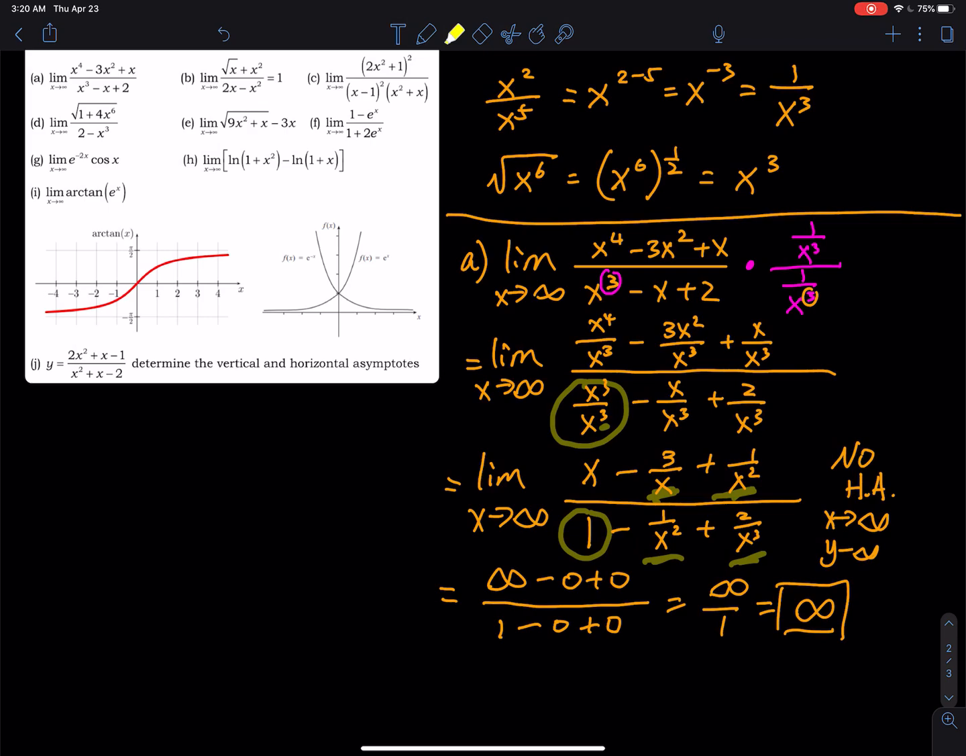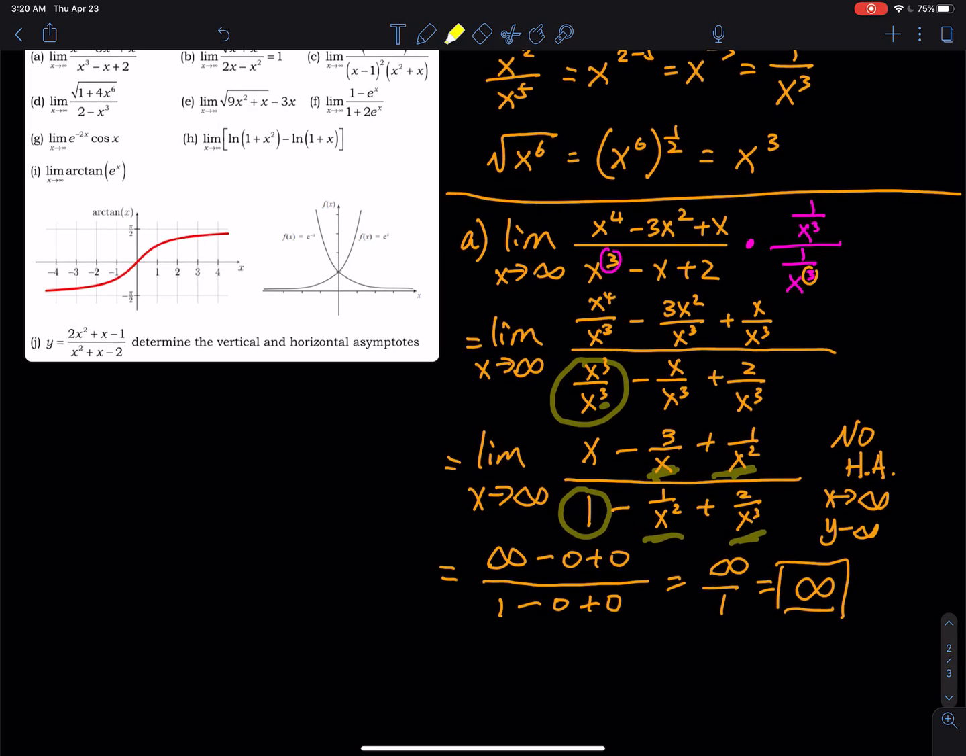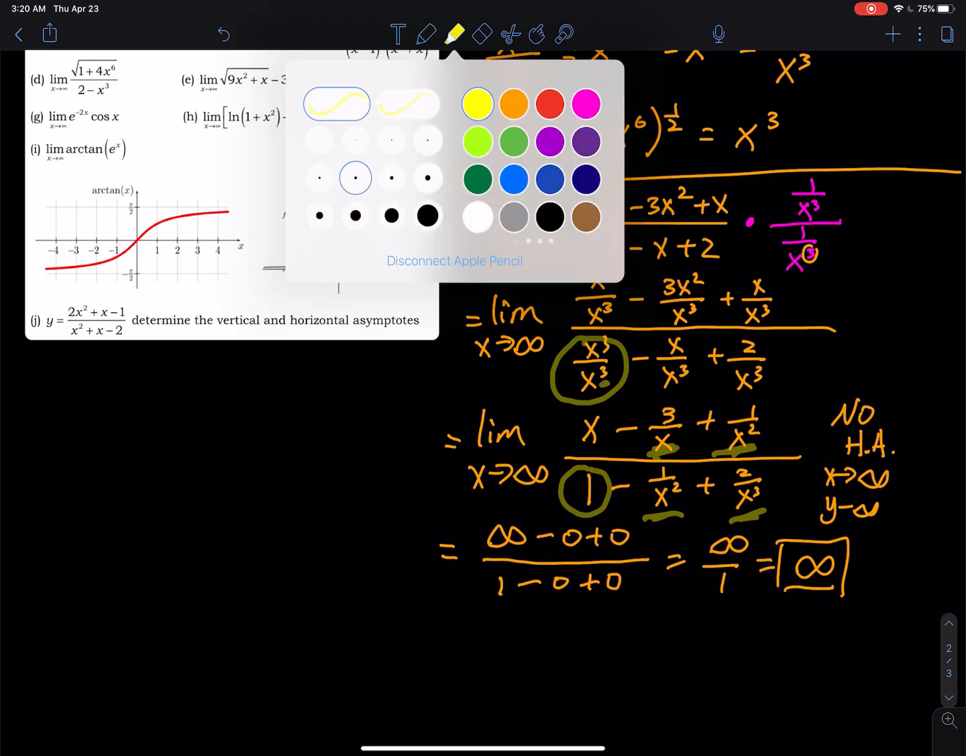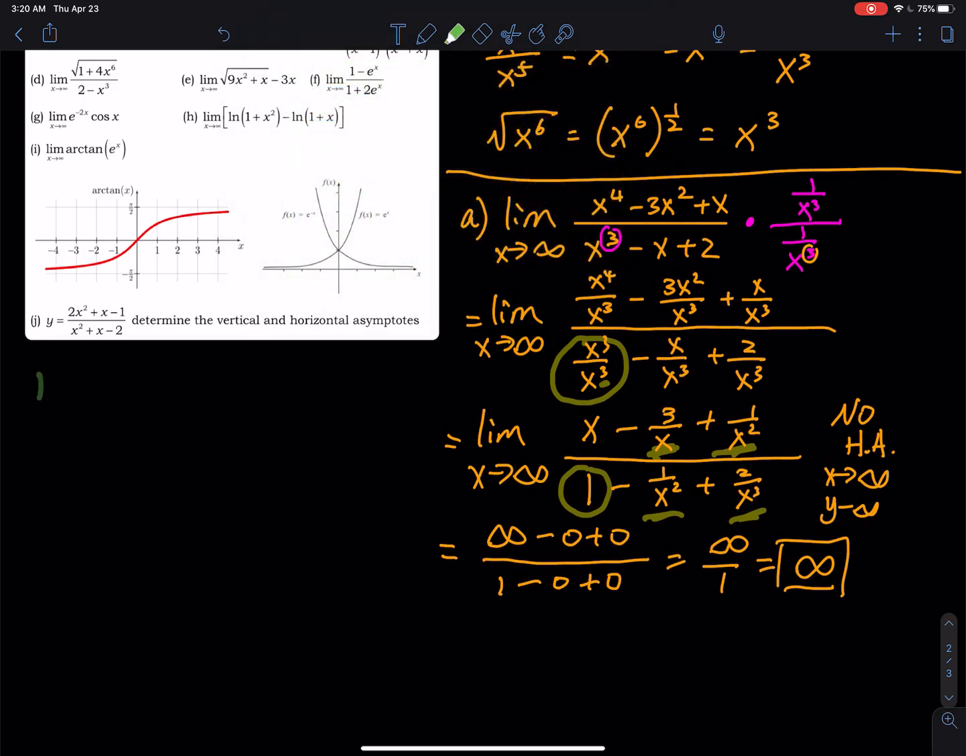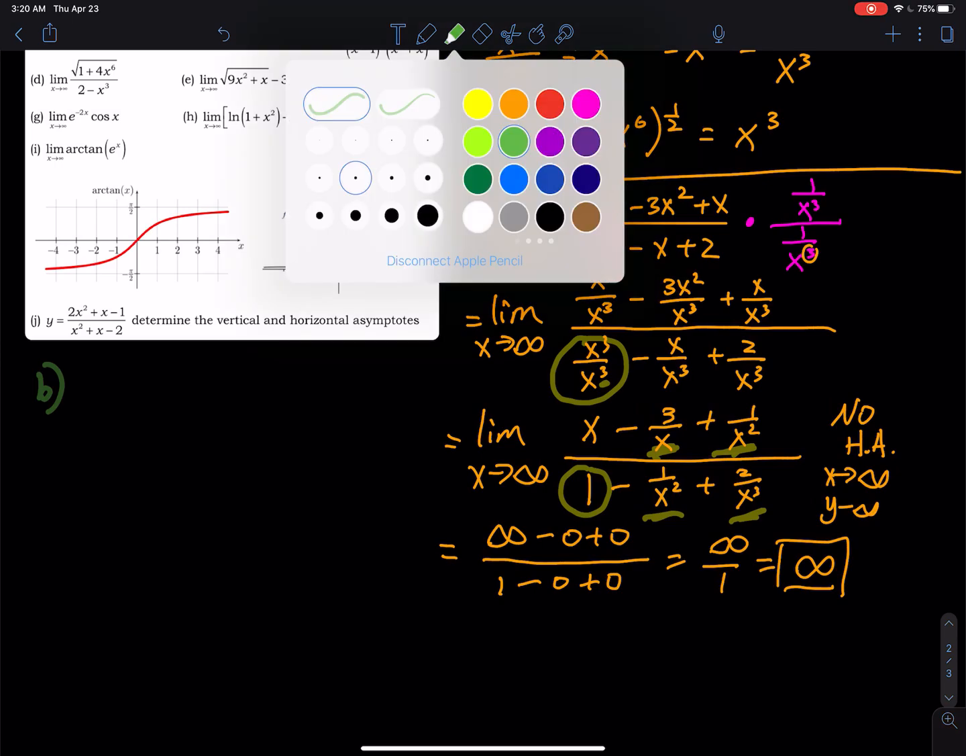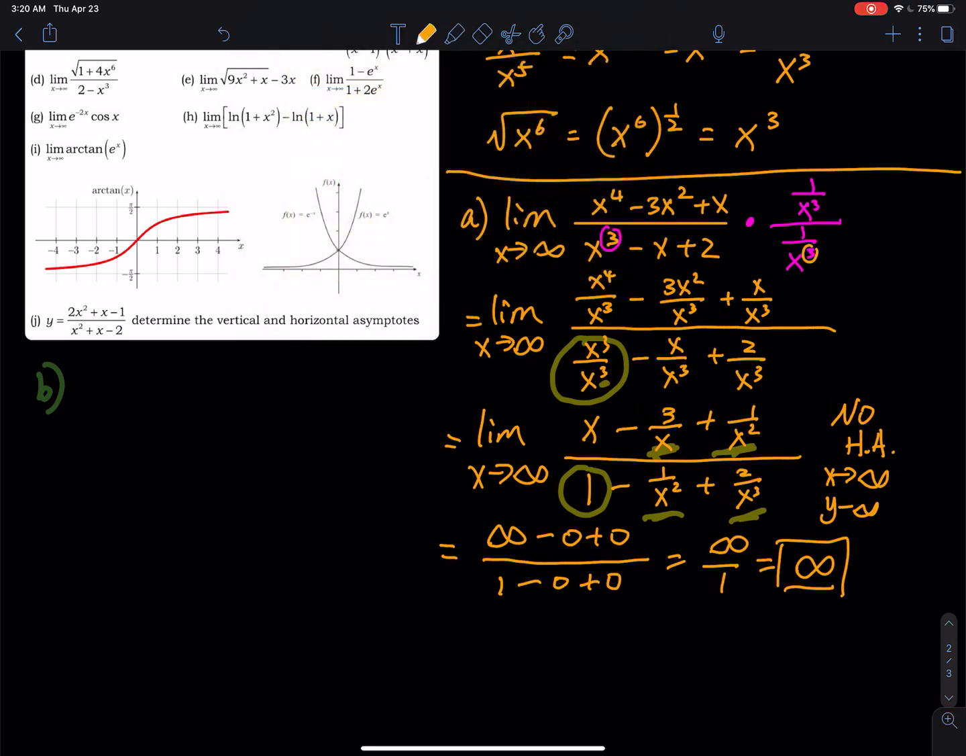Let's take a look at the next problem. So we are in part B. Let's switch color for that. So in part B, oh, not the highlighter, right? The pen. So in part B, we have the limit as x approaches infinity of the square root of x plus x squared, divided by 2x minus x squared.